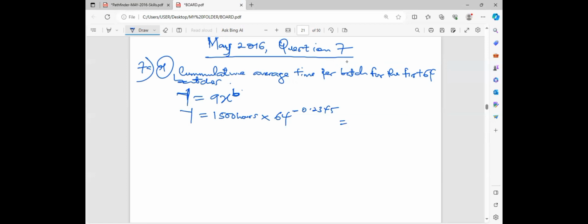So 566. 566 hours. I'm following what you give me. So this is the cumulative average time per batch for the first 64 batches.